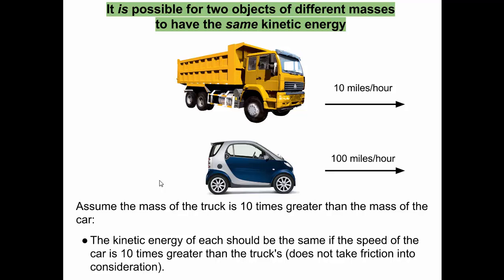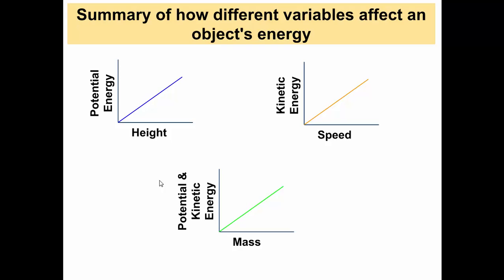Again, this is assuming a perfect world. This isn't looking at friction. It's just theoretically what would happen. But obviously there are other variables like friction and things that are going to make a little bit of difference. So here's a summary of how different variables affect an object's energy.